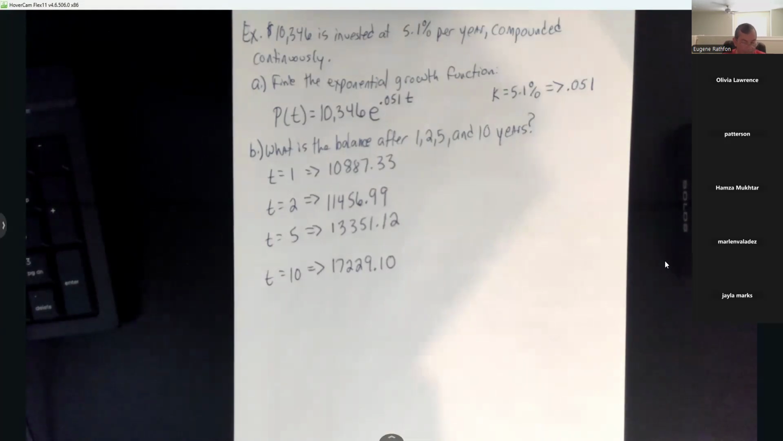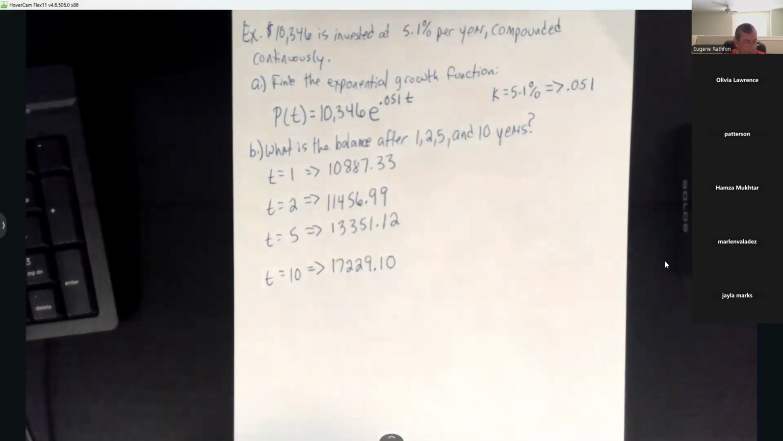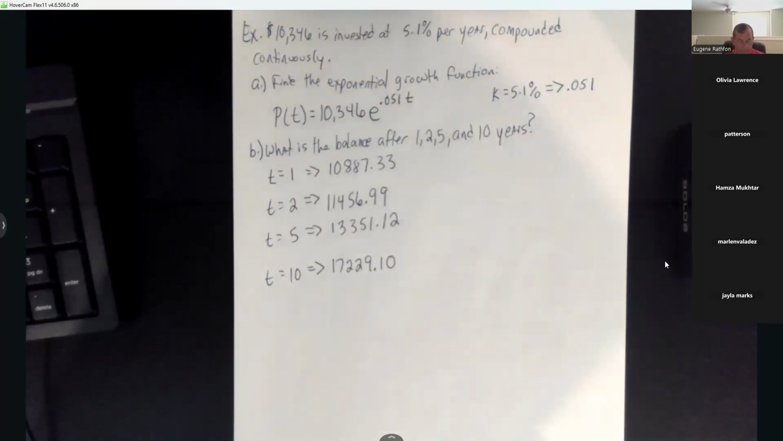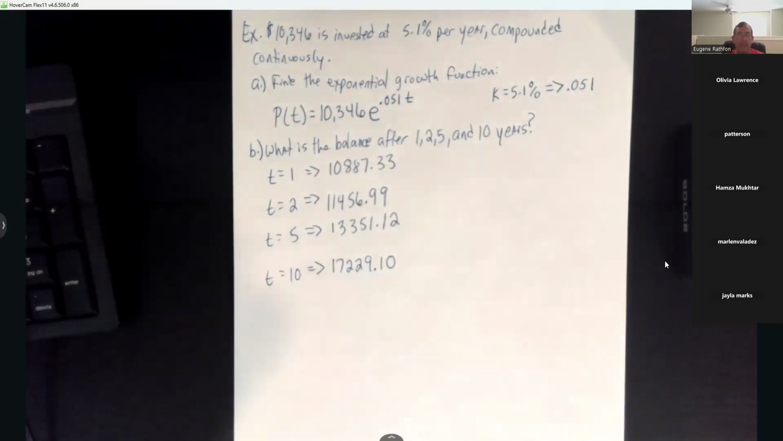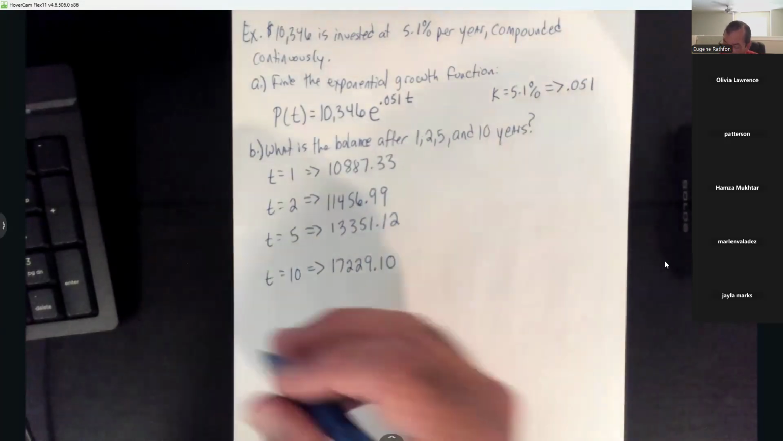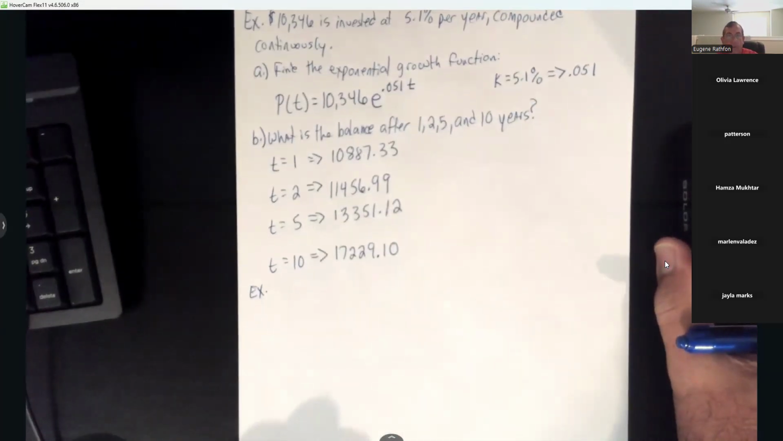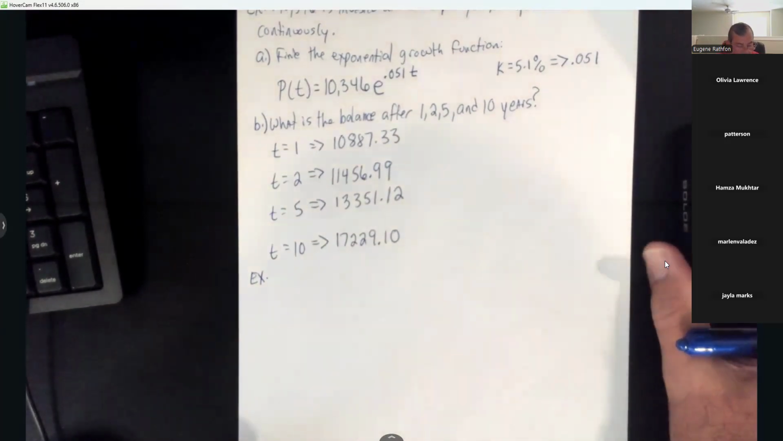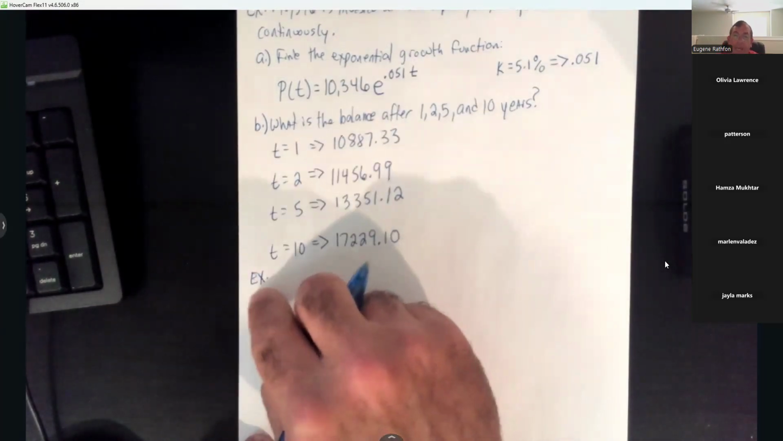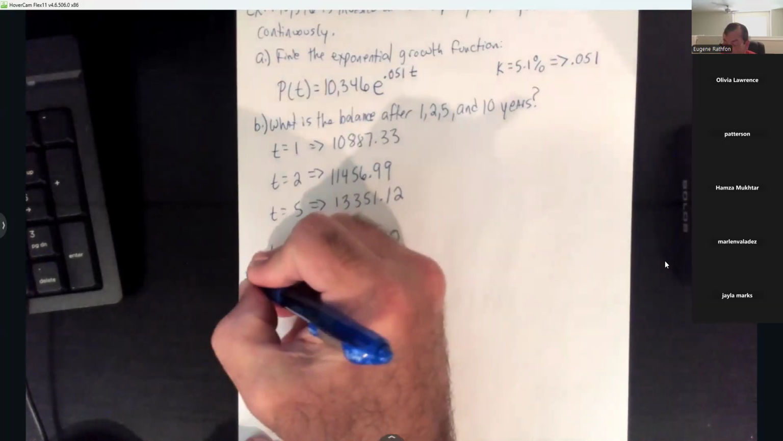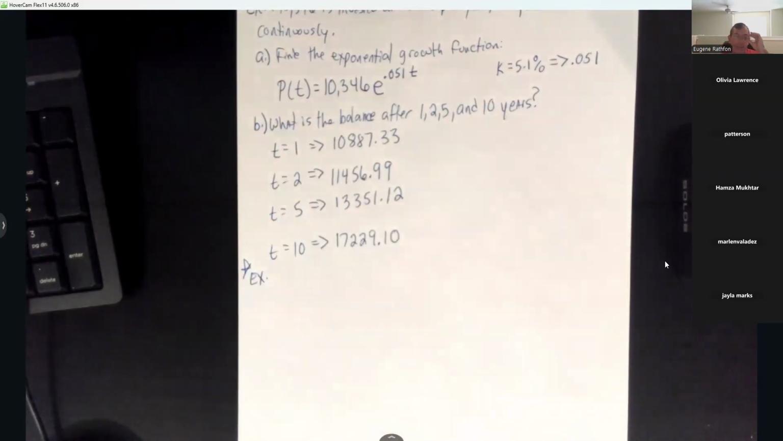So let me find my last question here. And I'll tell you what, this last one is a question that we actually put on our final exam. You can even put a star by this one, because you will see this one on the final.